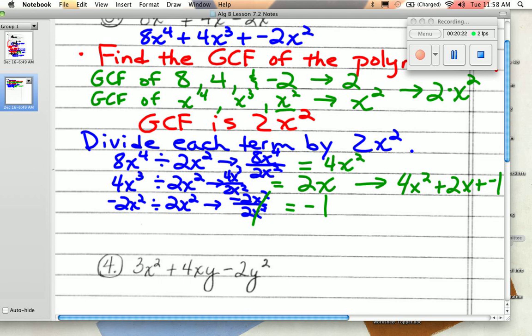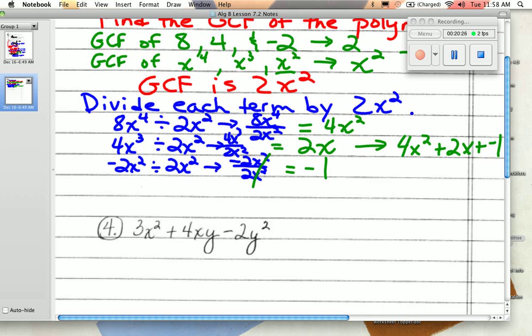I didn't give you enough room? No. Okay, and now we're ready to put our final answer. What's the answer look like? 5x. No. 4x squared plus 2x plus negative 1.